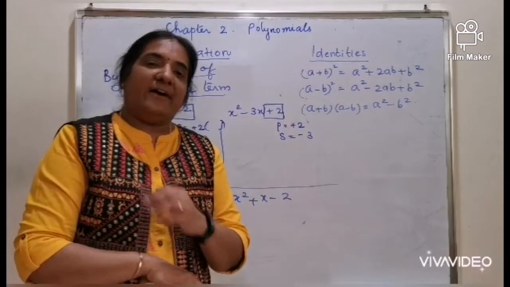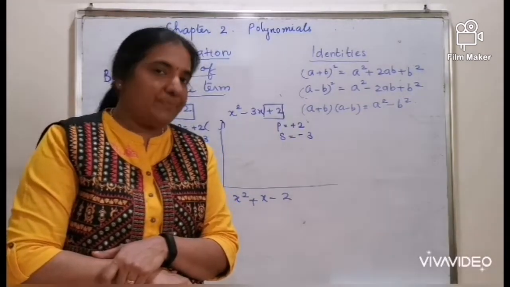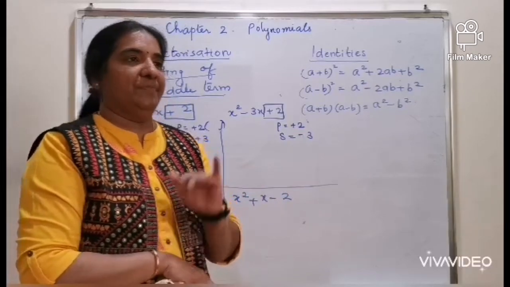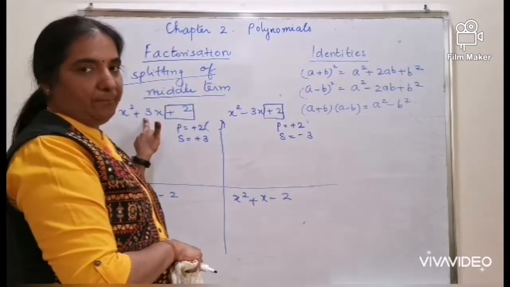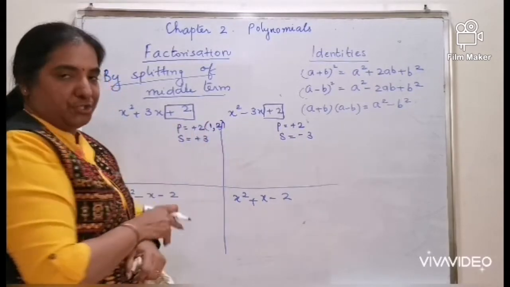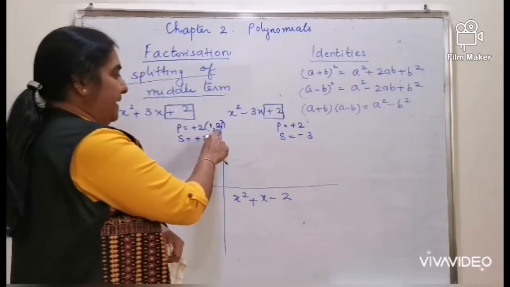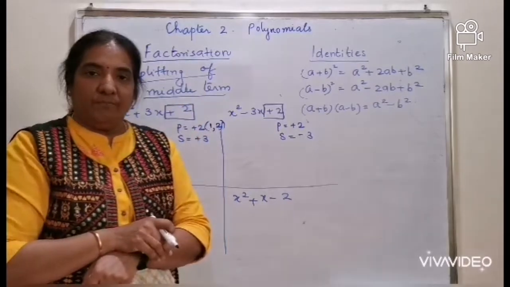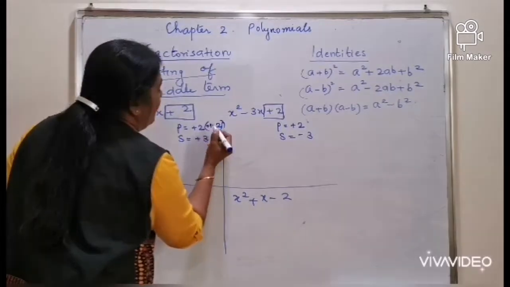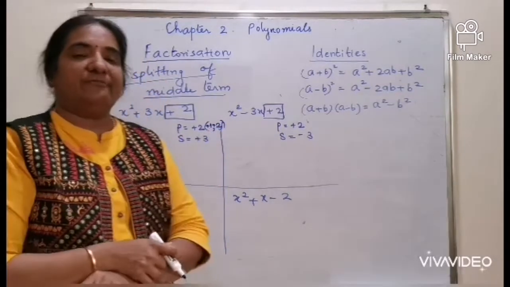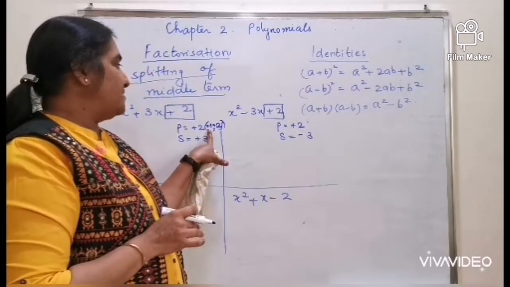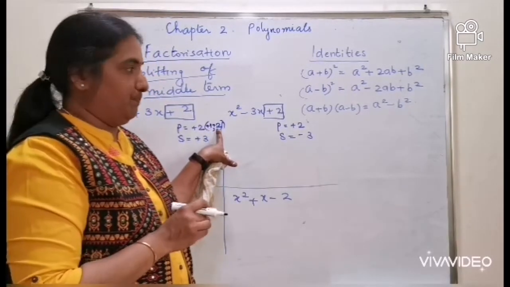The rule is to find the factors of the product which give you, on addition or subtraction, the value for the sum. When you take the factors as 1 and 2, 1 into 2 is 2. If you want to get a positive 3, both the factors have to be positive. Thus the factors here are plus 1 and plus 2.